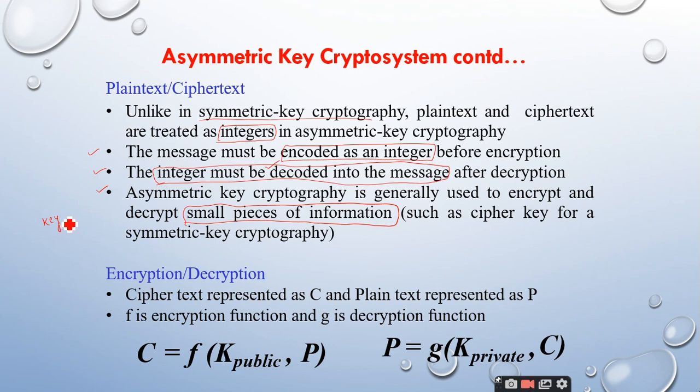Like that (192, 256), we have a number of bits, right? So that key, sometimes you need to encrypt those keys also. To encrypt the cipher keys that are used for the symmetric key cryptography, you need to use this asymmetric key cryptography. Very simple thing, right?